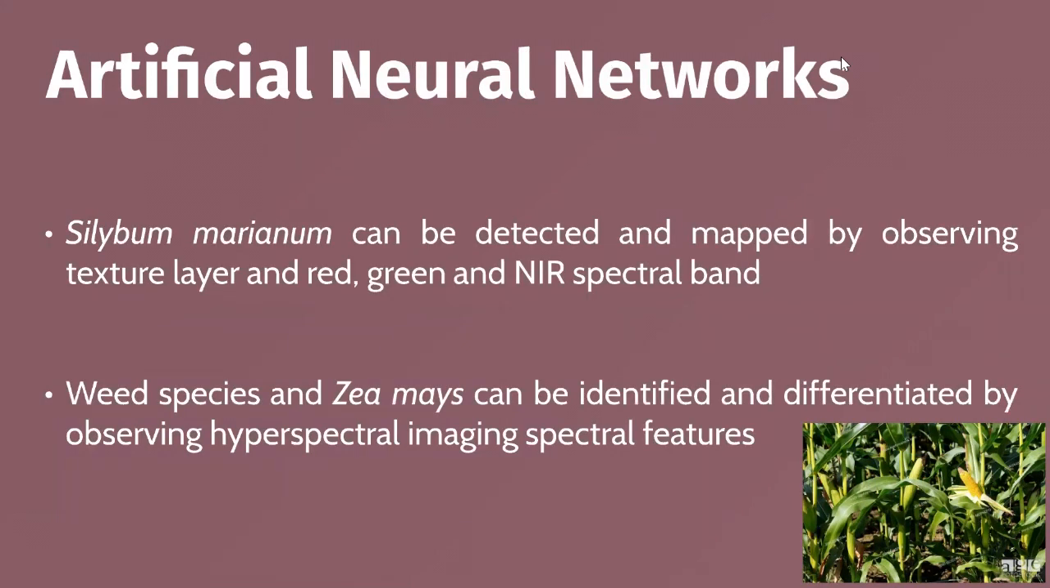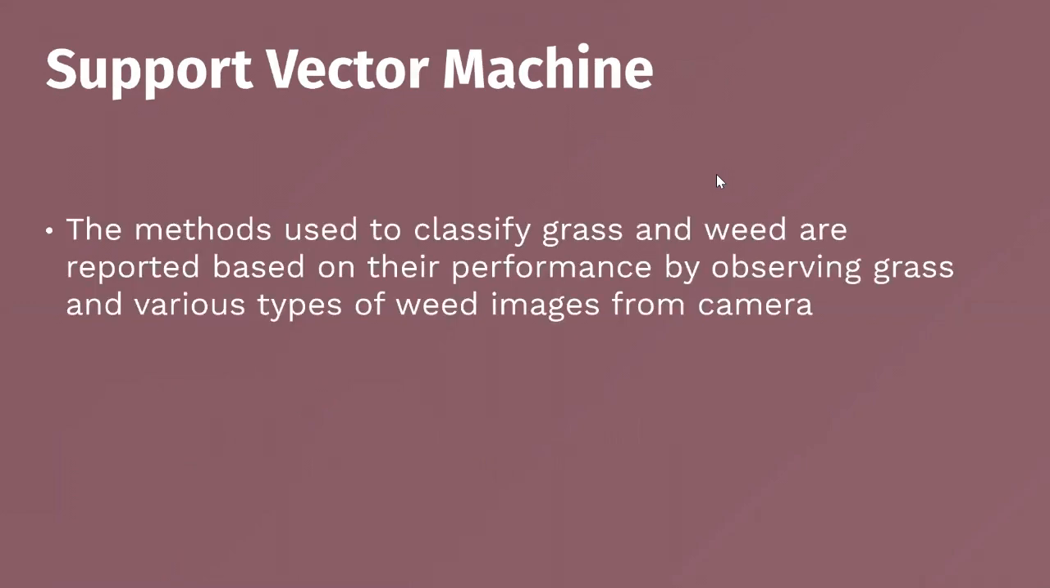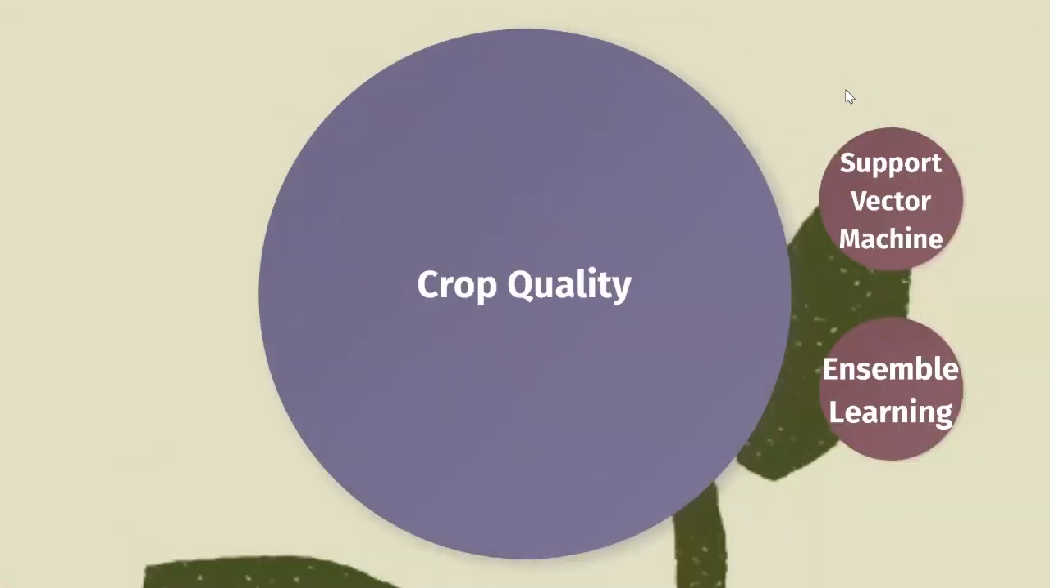By using artificial neural network, Cirsium arvense can be detected and mapped by observing texture layer and red, green, and NIR spectral band. The weed species and genus can also be identified and differentiated by observing hyperspectral imaging spectral features. The second model that can be used is support vector machine. The methods used to classify grass and wheat are reported based on their performance by observing grass and various types of wheat images from camera. Now we have done for weed detection. We'll proceed for crop quality.